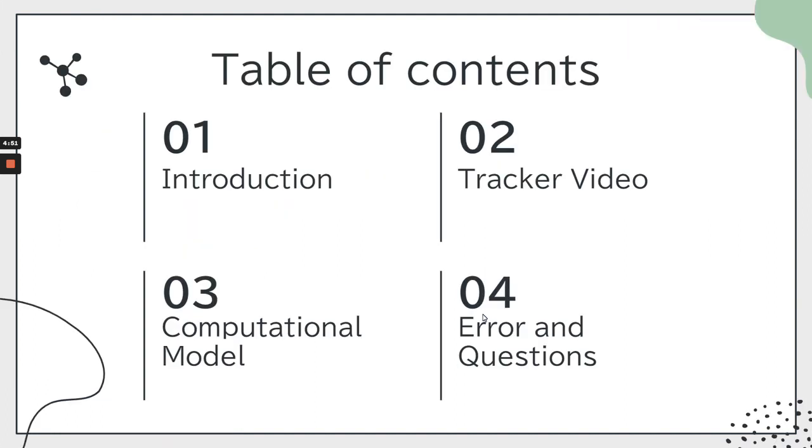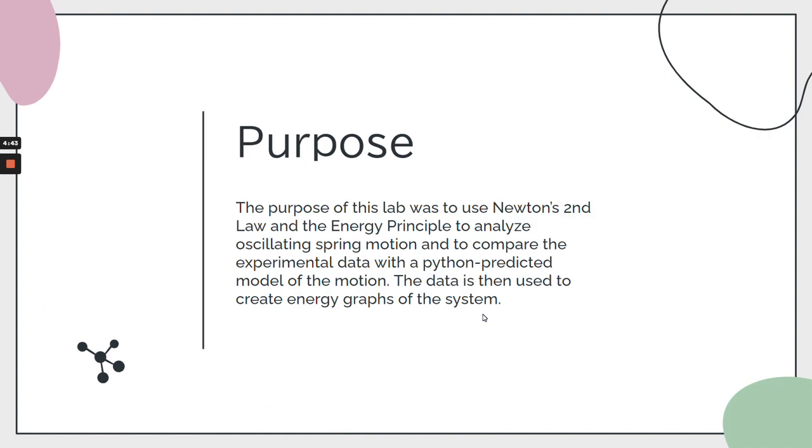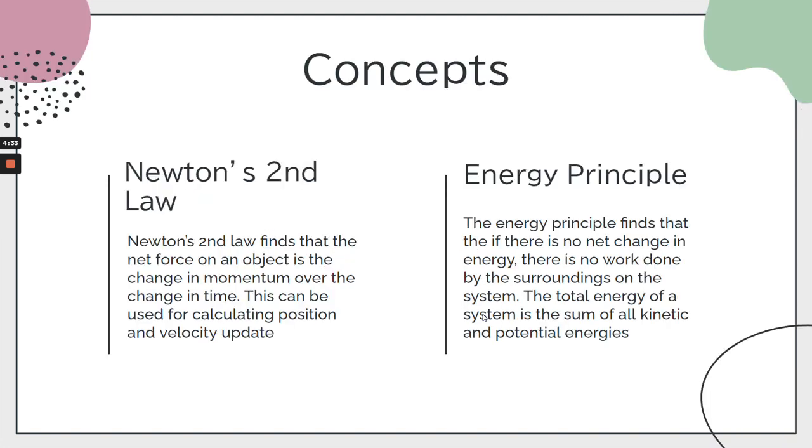So here's a brief table of contents. First I'll be going over an introduction, then I'll go into the tracker video, then the computational model, and then error and questions. So the purpose of this lab was to use Newton's second law and the energy principle to analyze oscillating spring motion and to compare the experimental data with a Python-predicted model of the motion. The data is then used to create energy graphs of the system.